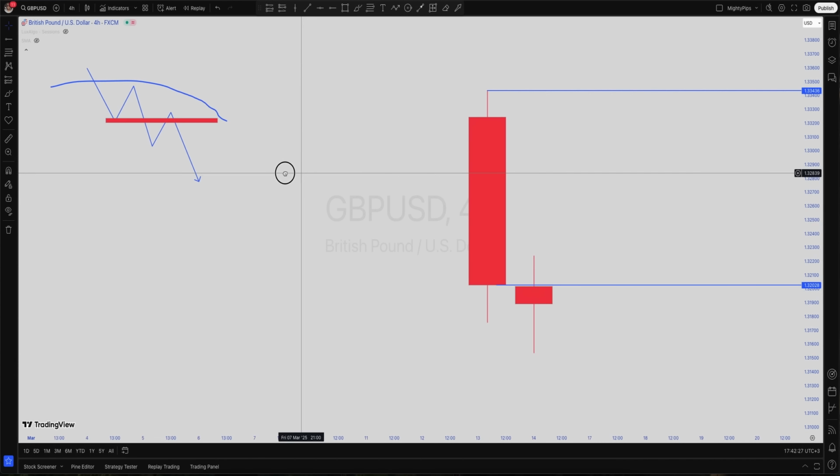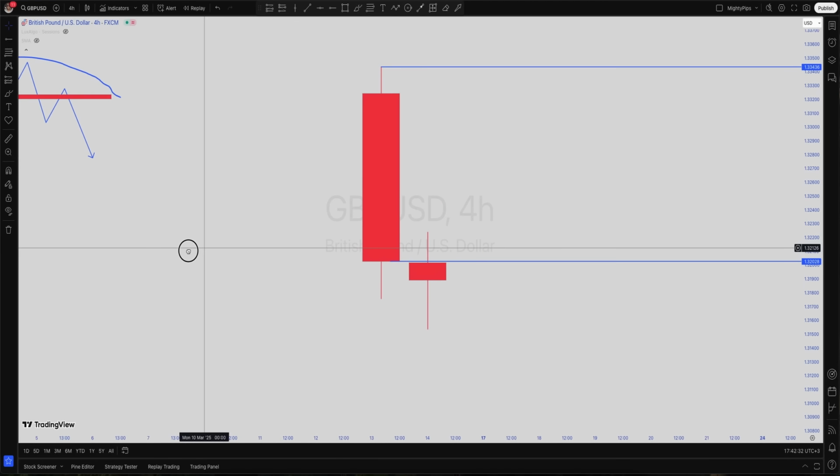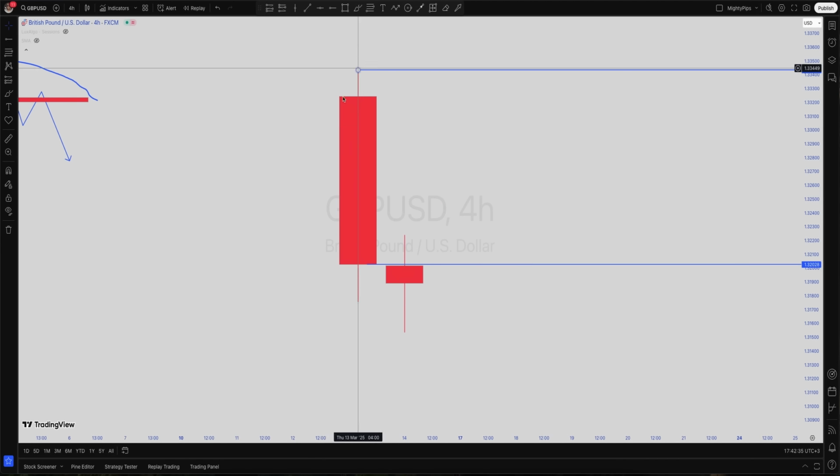So after you've determined that the market is trending to the downside, what you do now is you come and look for the most recent closed 4-hour candle. Don't look for the candle that is printing. You see this small candle right here?